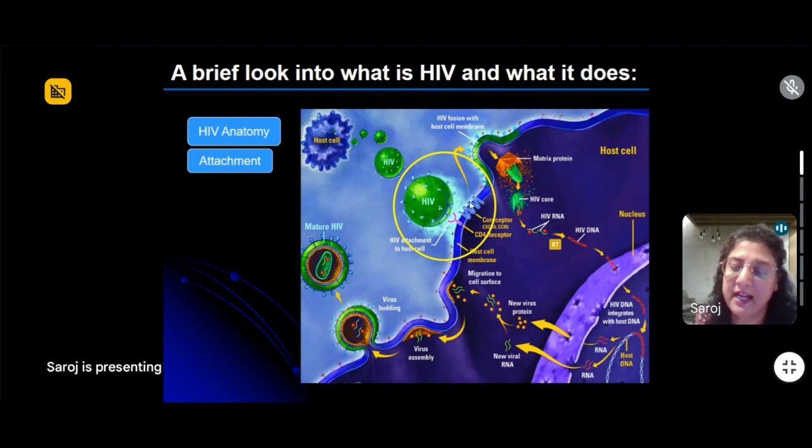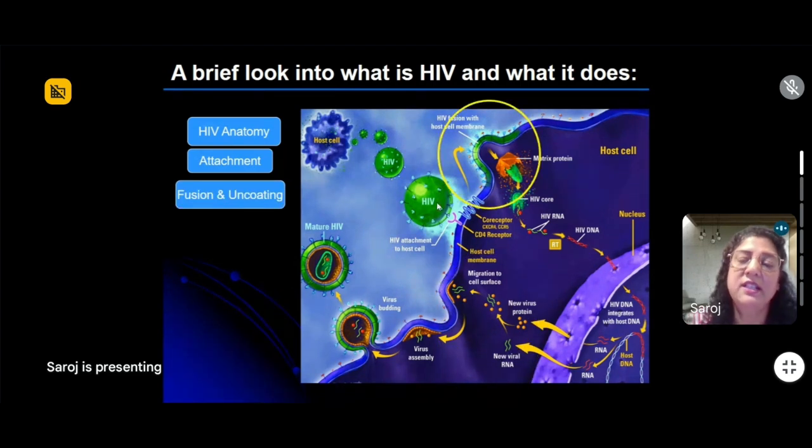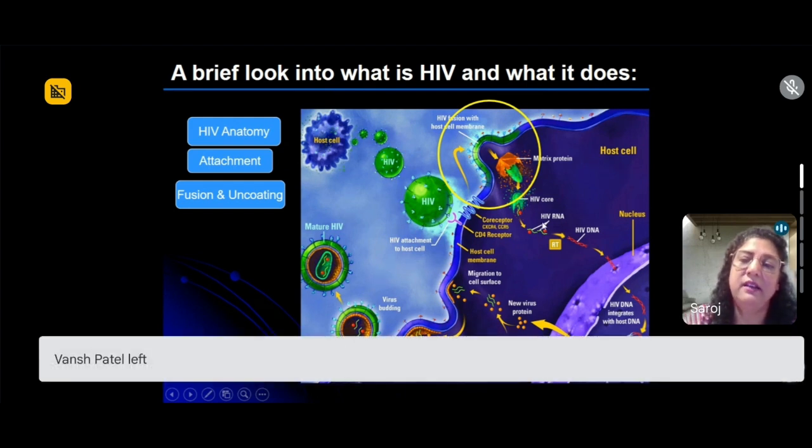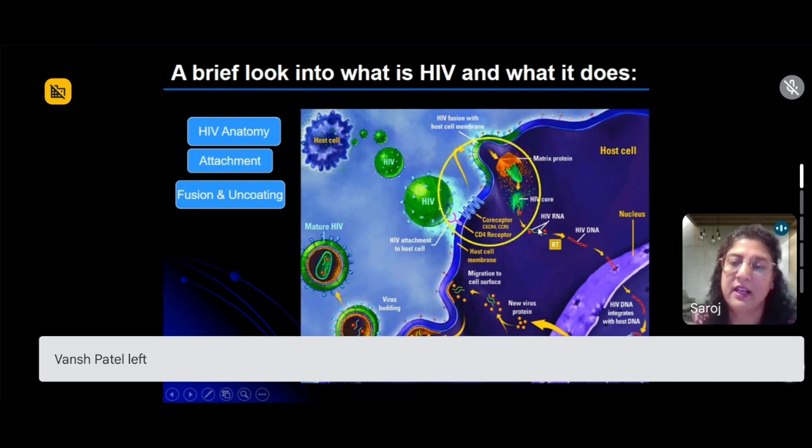Once they are recognized by the receptor, they are going to be now internalized by the cell. You can see how the envelope protein of the virus has fused with the host cell membrane, and there is a release of the matrix protein. The HIV core is released. You can see the release of HIV RNA.